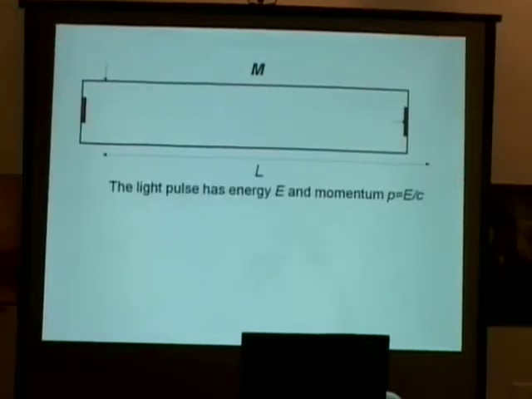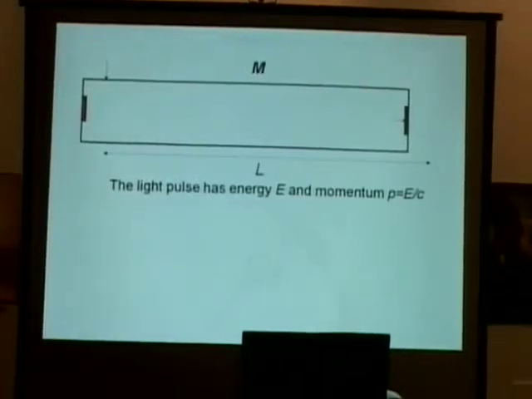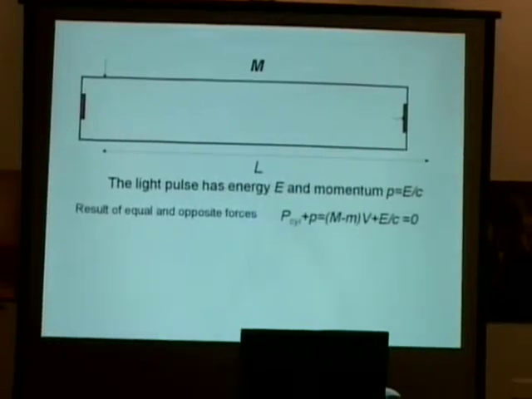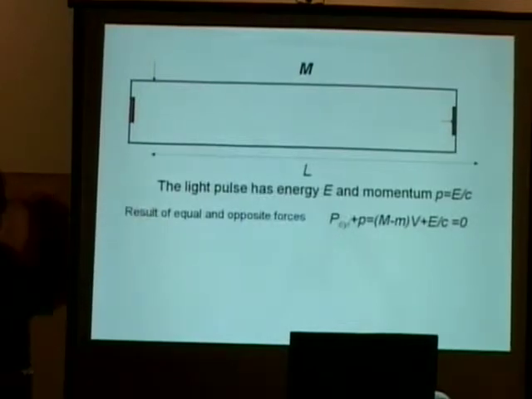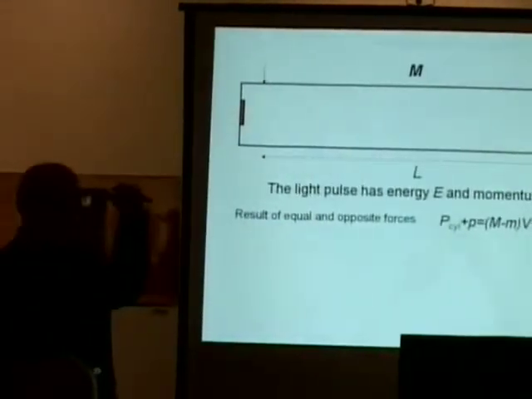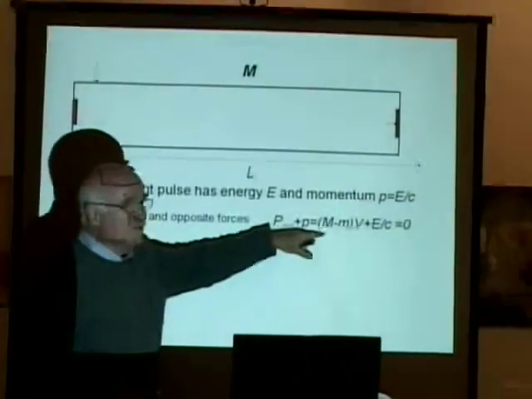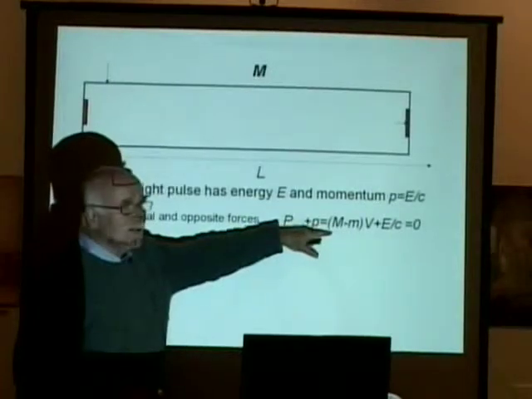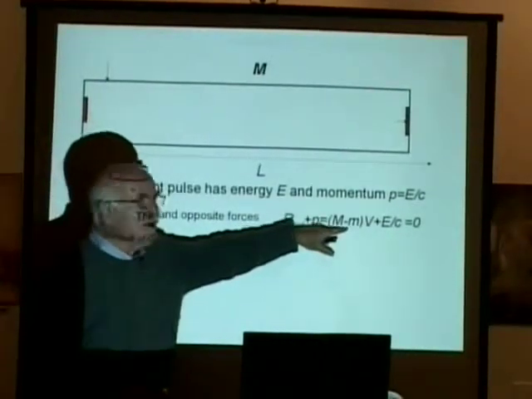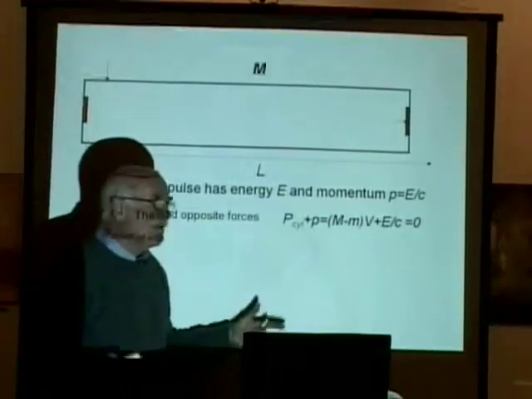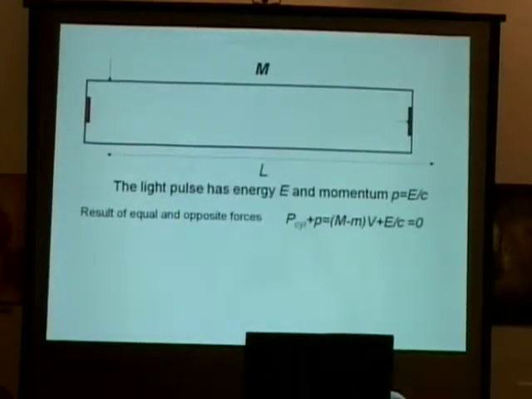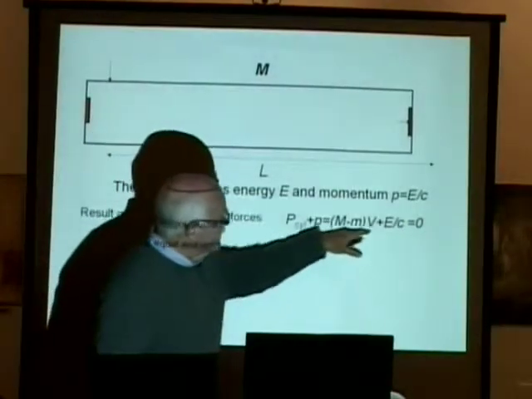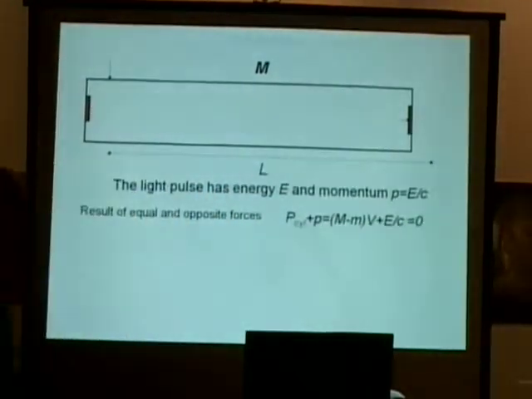The light pulse has energy E and momentum E over C. Okay? Now, as a result of equal and opposite forces, when the light left here with momentum E over C, that cylinder had to go back in the other direction. I was really kind of fussy about this: I took the original mass of the cylinder and took away the mass that the photon carried away. It's not really necessary to do that because that mass is so small that it's really negligible. But the sum of the mass times the velocity plus the momentum of the light has to equal 0.